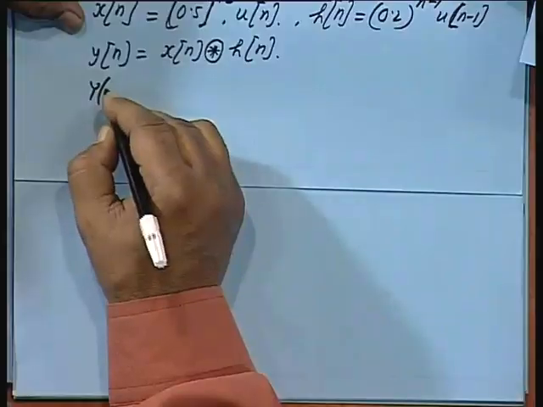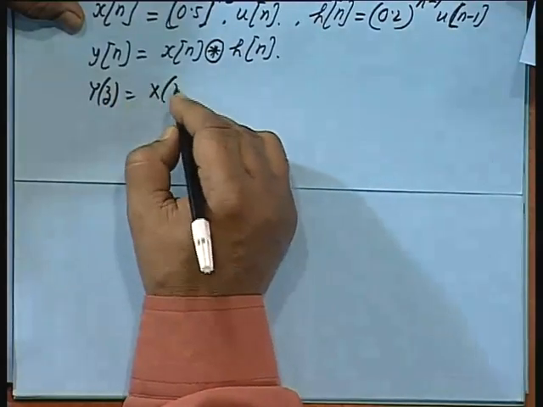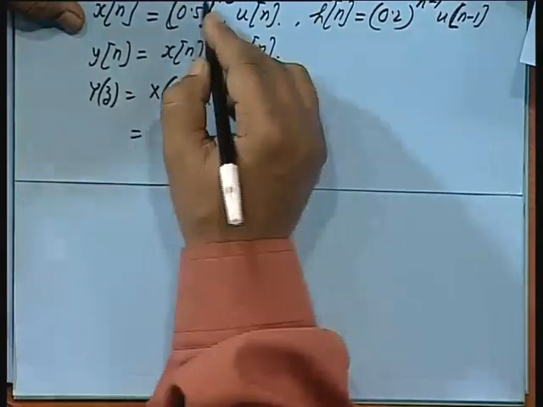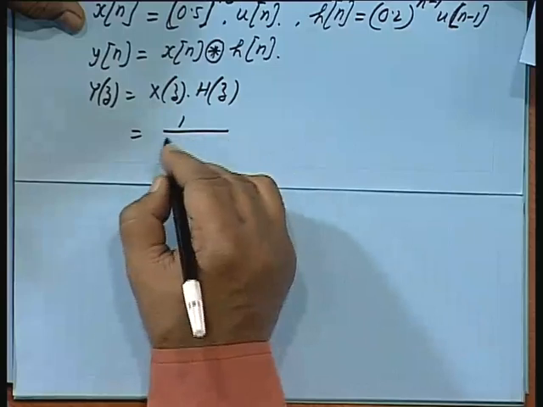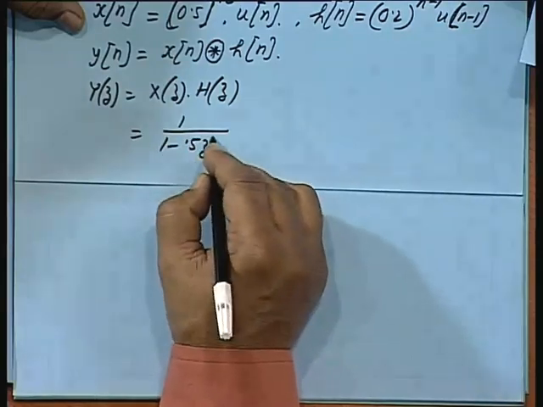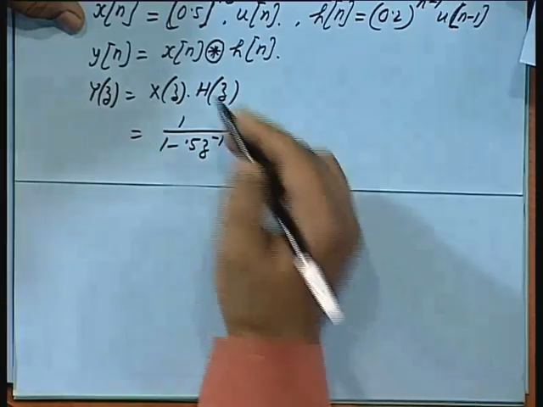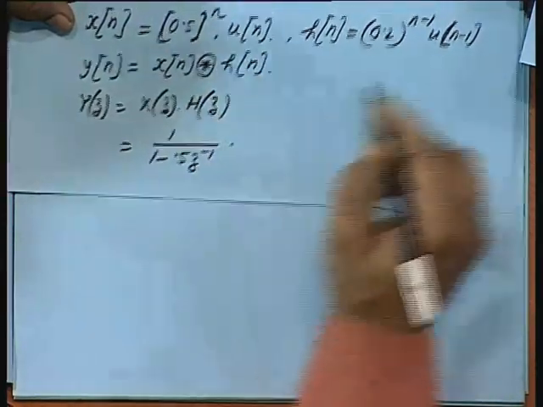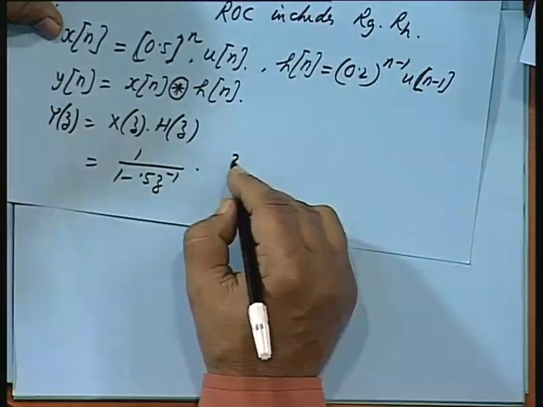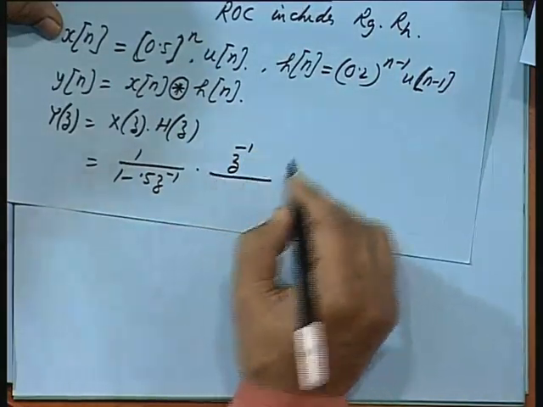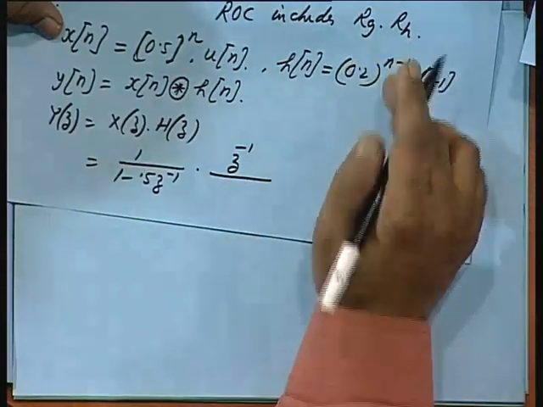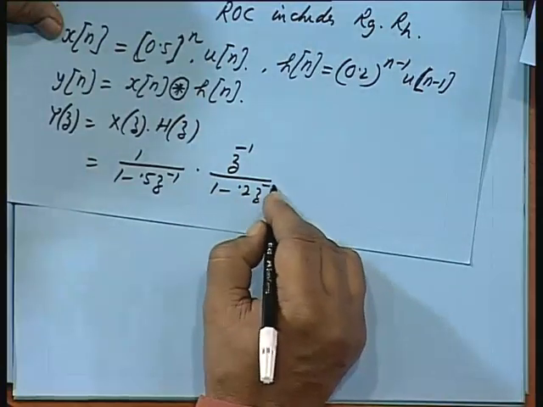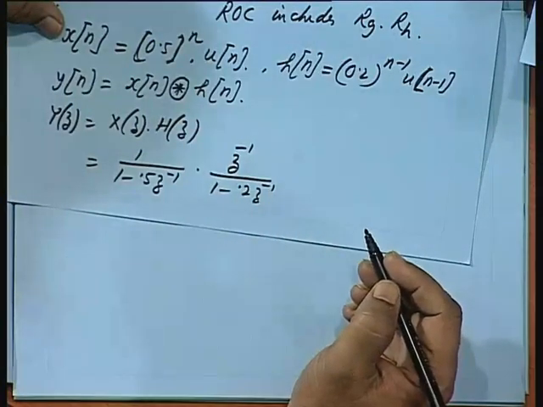Y z will be therefore x z into h z, and what is x z for this one? 1 by 1 minus 0.5 z inverse, is it not, for 0.5 to the power n, and h z, this is delayed by one step. So, it will be z to the power minus 1 and 0.2 to the power n, z transform is 0.2 z inverse. Is it all right?